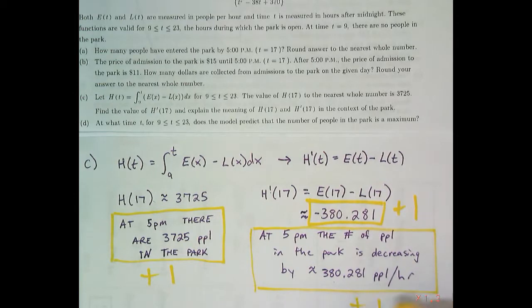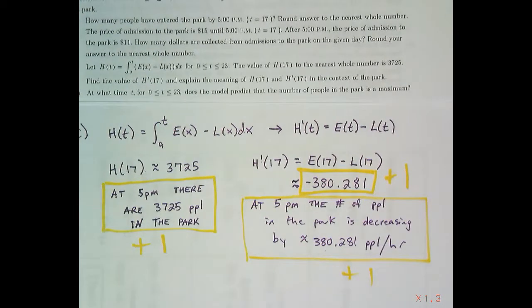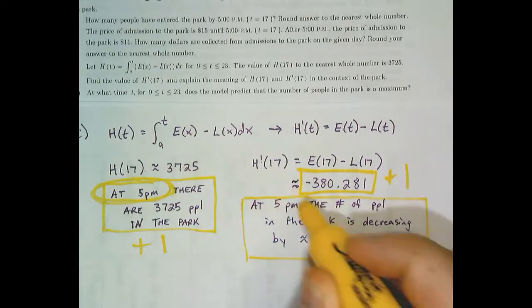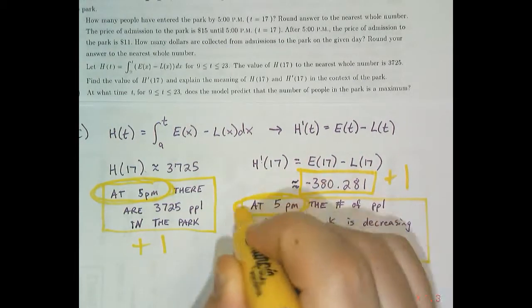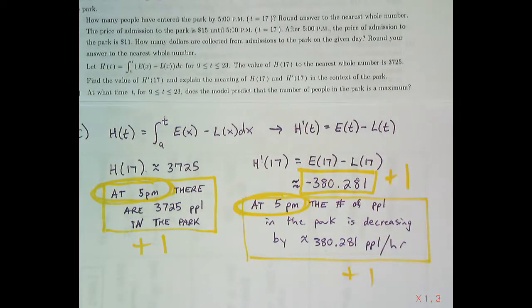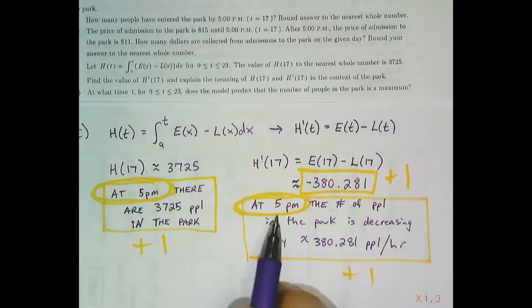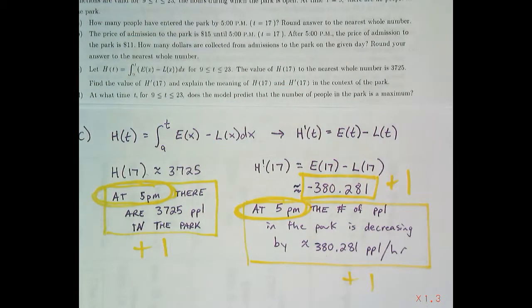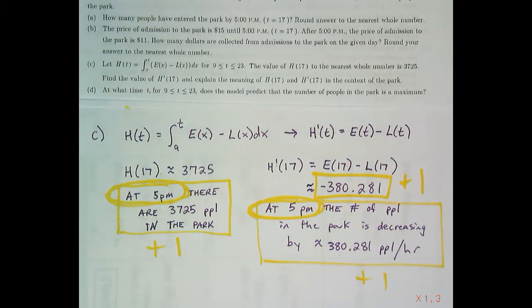That's worth 1 point. Now they do have a note here that says subtract a point if there is no reference to time 17. So don't forget to include that these things are referring to at time 17. And I wrote that as 5 p.m., which they've established is t equals 17. All right, moving on to part D.